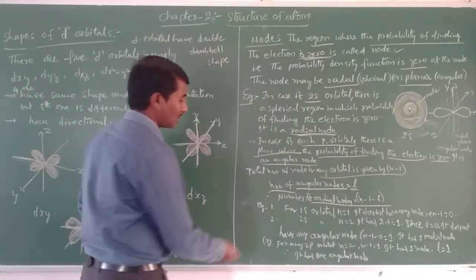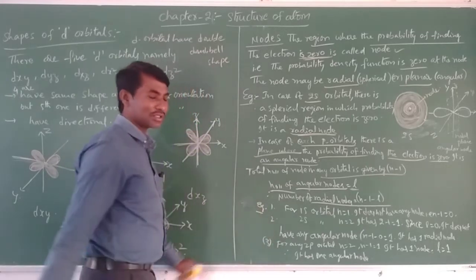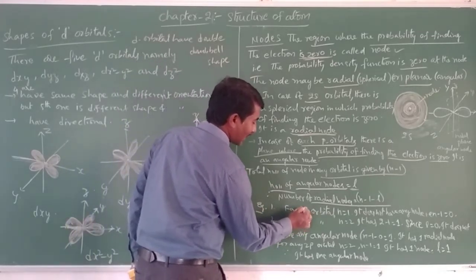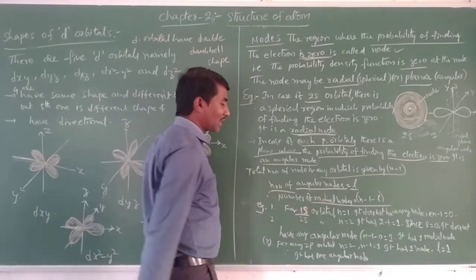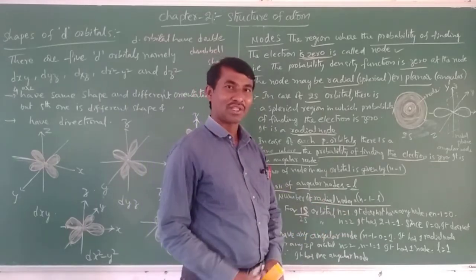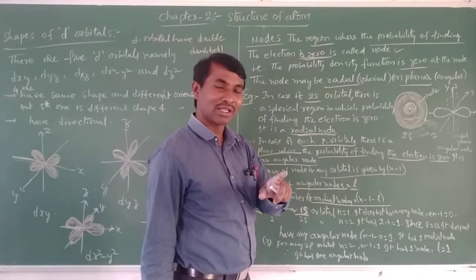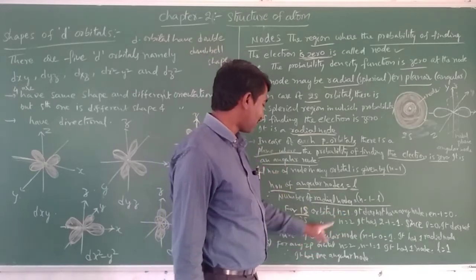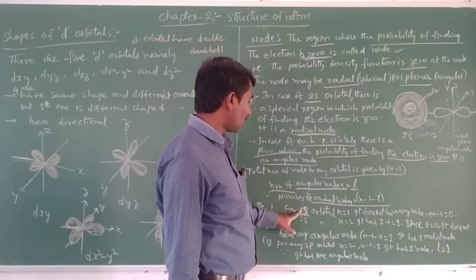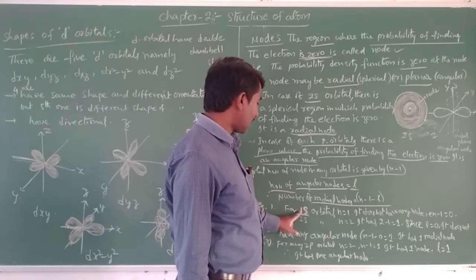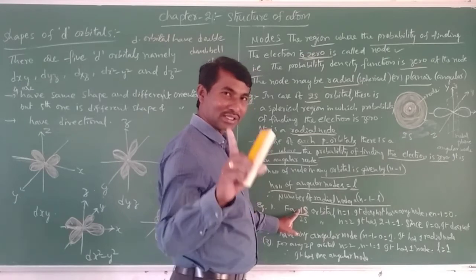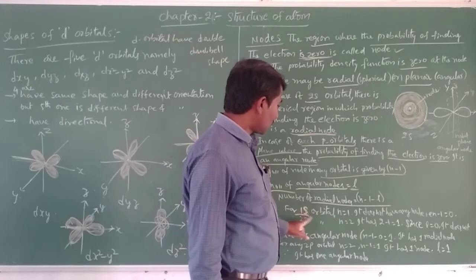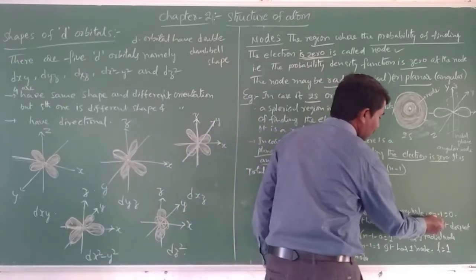For examples, first take the 1s orbital. For the 1s orbital, n equals 1, so it does not have any nodes.